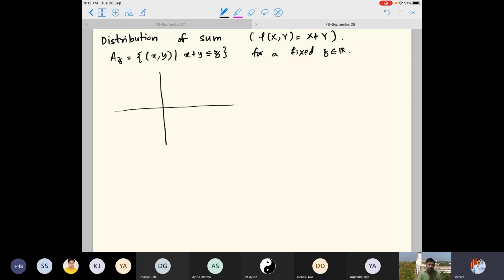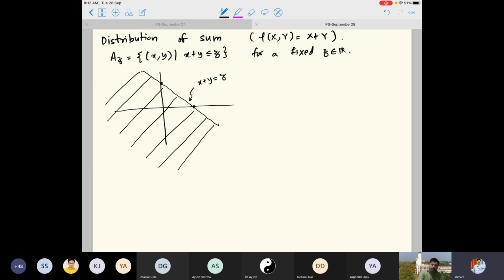So geometrically in the R2 plane, how will this AZ really look like? X plus Y equal to z is basically a line which looks like this, right? So for positive z, this is the line X plus Y equal to z. This is the point (z, 0) and this is the point (0, z), right? So z is positive, so this is how it will look. And this particular region AZ is then basically this shaded region, right? So this entire half plane that you see here. So this is your AZ. Okay.